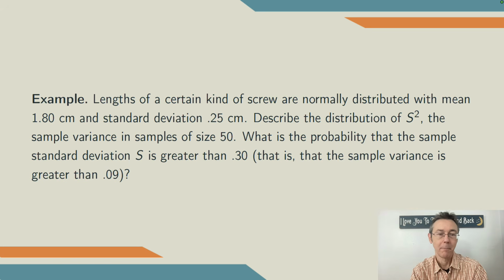All right, let's do an example. Lengths of a certain kind of screw are normally distributed with mean 1.8 centimeters and standard deviation 0.25 centimeters. Describe the distribution of the sample variance in samples of size 50, and then compute the probability that the sample standard deviation is greater than 0.30, which is to say that the sample variance is greater than 0.09. As always, I recommend pausing the video and trying this one on your own before seeing my solution.